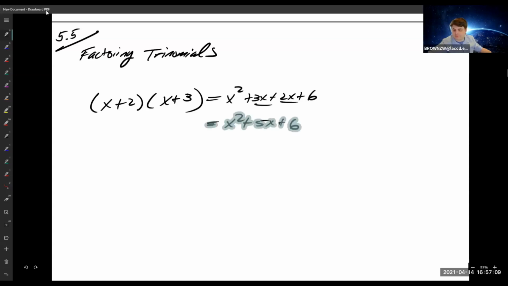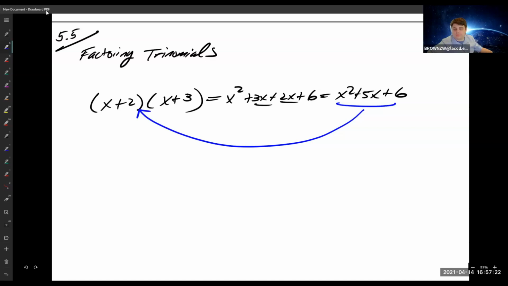Actually, you know what? I want to write this up top. So I want to write underneath this, x squared plus 5x plus 6. So what we want to do is take this and break it back down to the factoring, right? This is the forward direction of multiplying out. Factoring is the reverse direction of breaking it down into those 2 products.